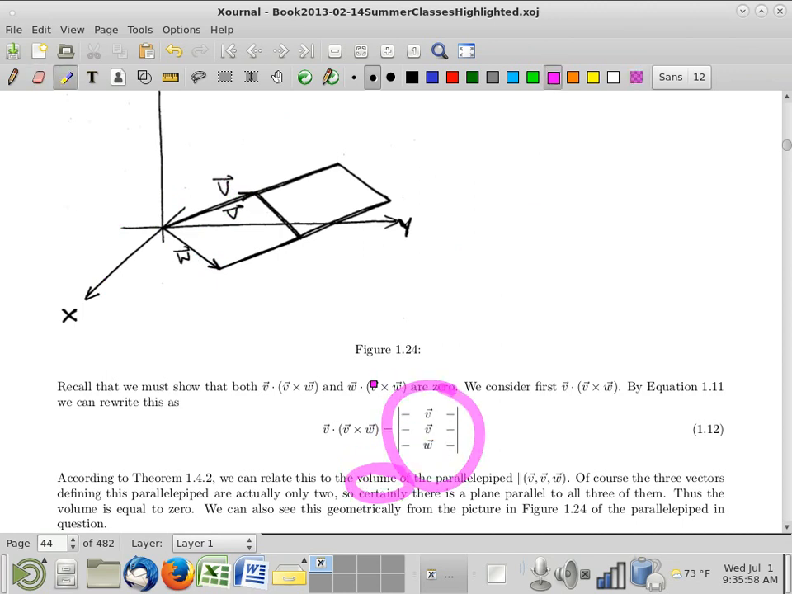So if the volume is 0, that means the determinant is 0. That means the triple product is 0. That means that this dot product is 0. And that means that this vector v and this vector v cross w are perpendicular. So no algebra, right? Purely geometric argument making connections that we've previously observed. So I think it's a lovely little argument.